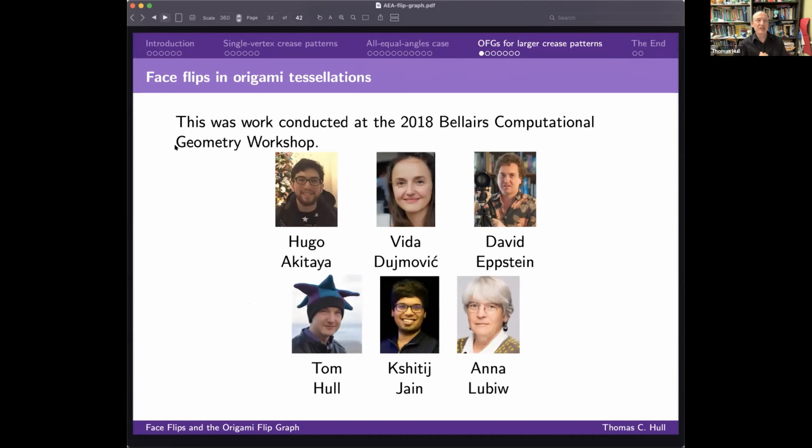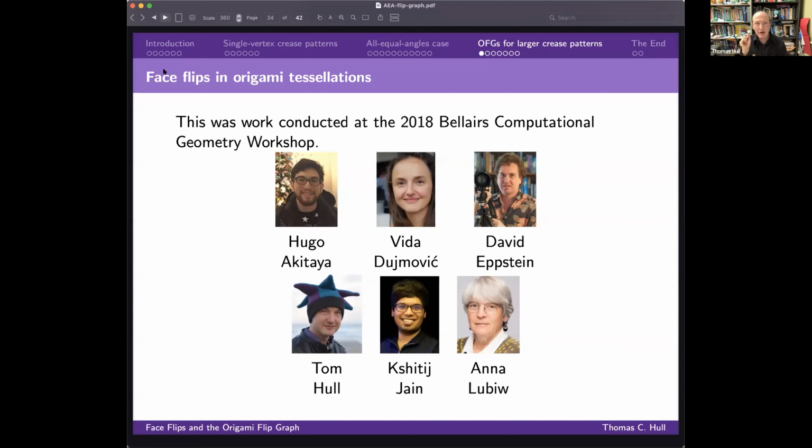So the last thing I want to mention is, well, what about bigger crease patterns? I summarized some of the results we have for single vertex crease patterns. There is some other stuff I did with those students, but what about bigger crease patterns? So in 2018 at the Bellairs computational geometry workshop, I worked with these people: Hugo Akitaya, Vida Dujmović, David Eppstein, Kshitij Jain, and Anna Lubiw on this problem.